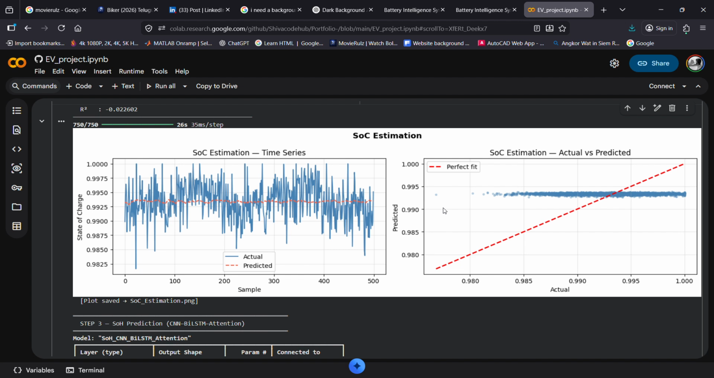And coming to the second graph, it is the graph between actual versus predicted as a scatter plot. In this scatter plot, the red line represents perfect prediction. Most predicted points are clustered in a narrow range instead of following the diagonal line. This confirms that the model is not generalizing well and is predicting nearly constant values. Although the error values are low, the model is not capturing dynamic variations in SOC.